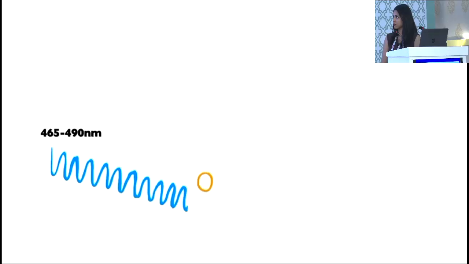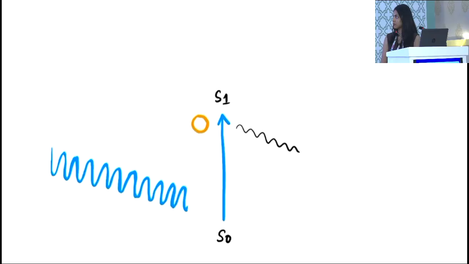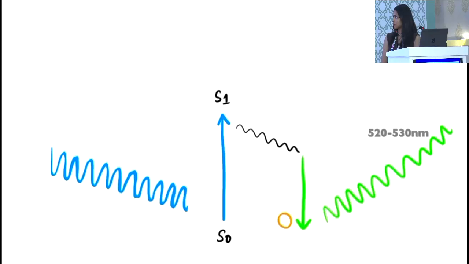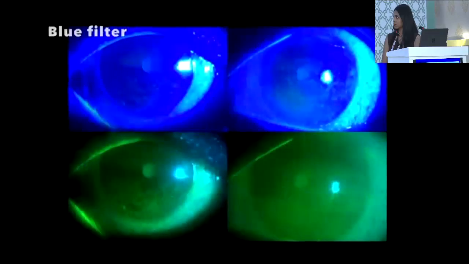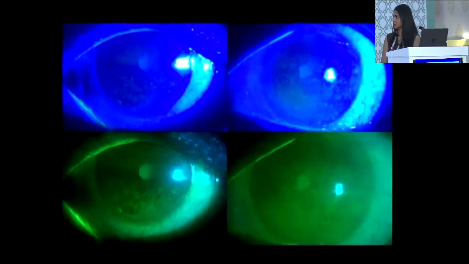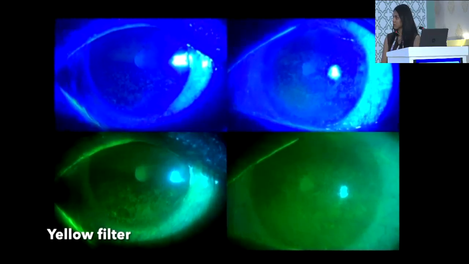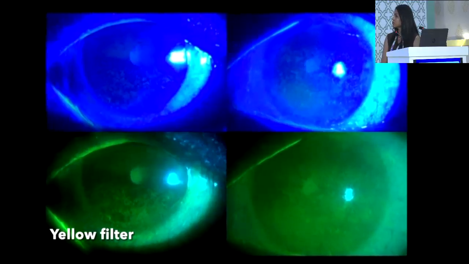Fluorescein absorbs blue light at 465 to 490 nanometers and emits green fluorescence at 520 to 530 nanometers. A cobalt blue filter is used to excite the dye. Adding a yellow filter blocks the scattered blue light and enhances the contrast, making the green fluorescence stand out more clearly, as seen in these slit lamp images.